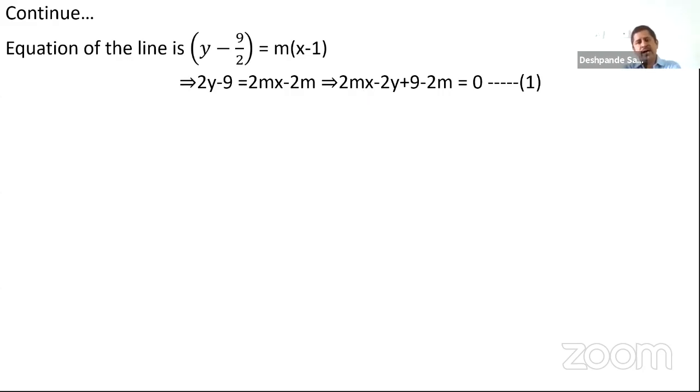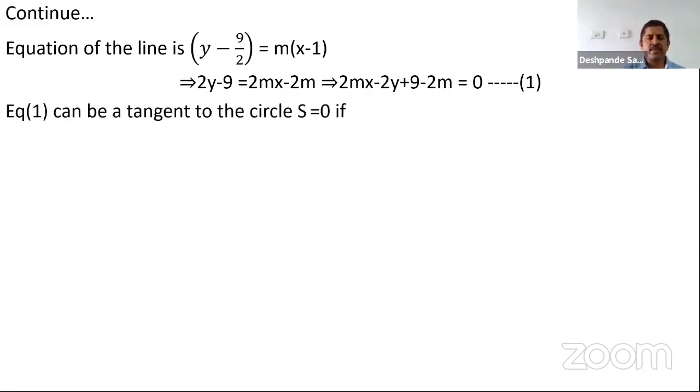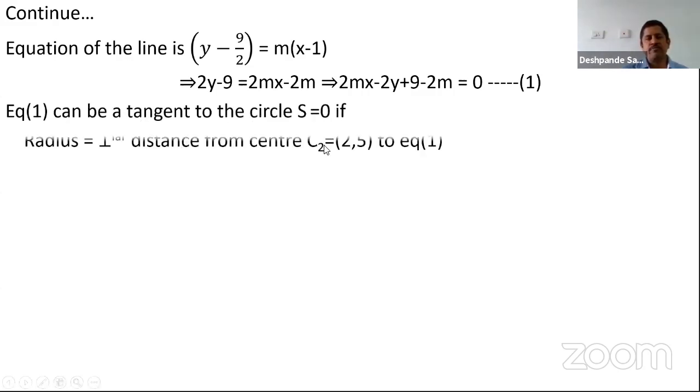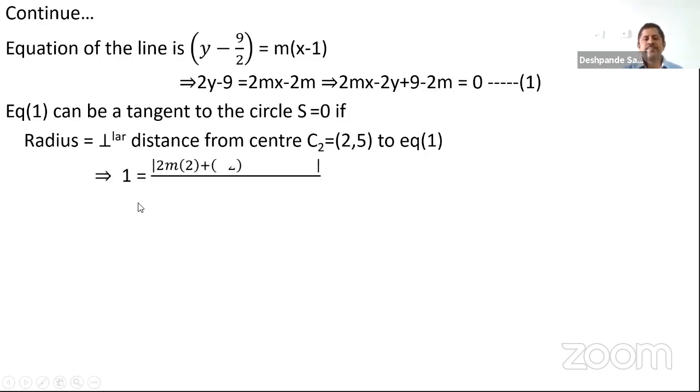To find it out, again you use the same concept. Radius is equal to the perpendicular distance from the center. So equation 1 can be tangent to the circle S equal to 0 if radius is equal to the perpendicular distance from center C2, which is (2, 5). Again, why C2? If you wish, you can take C1 also. It is your choice. So radius is 1 here, equal to the perpendicular distance formula, (ax1 plus by1 plus c) by root over a square plus b square.